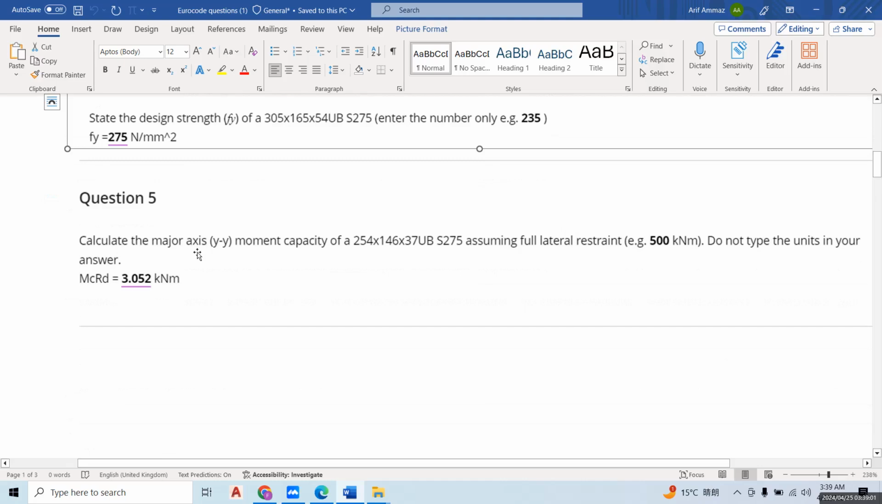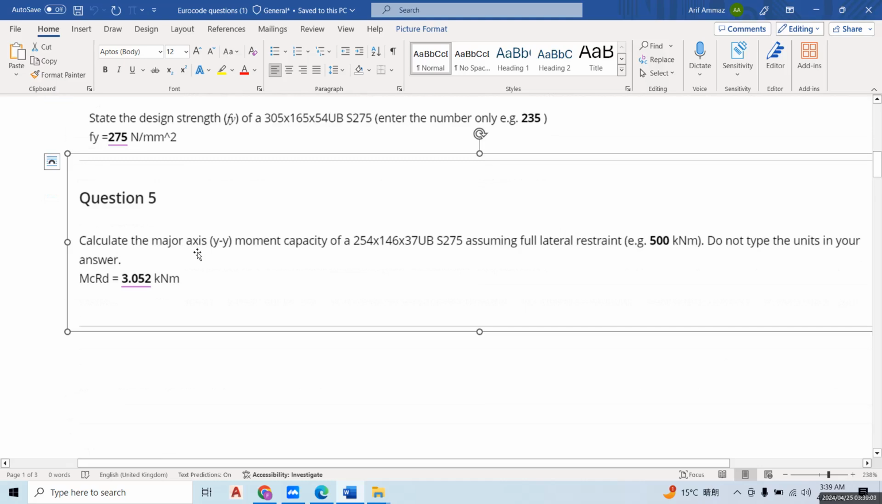Well, for question 5, the formula doesn't say anything about bending resistance. So how did you know that's the formula you have to use? Because it says calculate the major axis moment capacity. So moment capacity is just like a bending capacity. So moment capacity means bending capacity. Oh, okay.